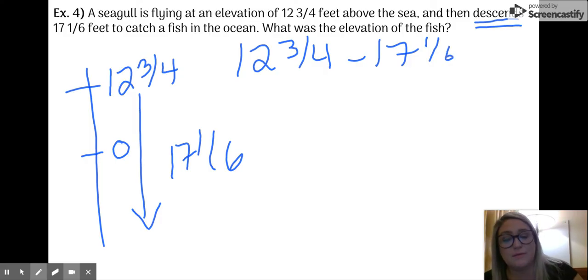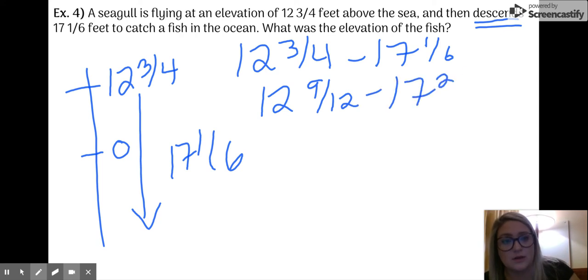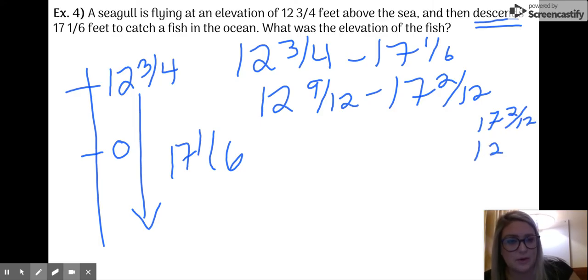So like I did before, I'm going to create a common denominator. 12 3/4 is going to become 12 9/12. Subtract 17 2/12. And then like I did before, I'd set my subtraction up over here to the side just so that I don't make any errors in my subtraction. I just want to make sure that I line up all of the things that I need.